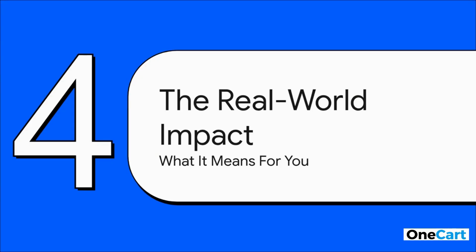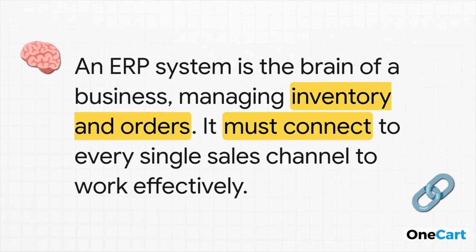All right, so the tech is cool, the theory makes sense, but what does this actually do for a business? What's the real, tangible impact on the ground? Let's use a super common and super important example. Imagine you're connecting your ERP system. That's your enterprise resource planning software. Basically, it's the central brain of your whole business. It tracks all your inventory, all your orders, everything. It has to be connected to every single place you sell your products.